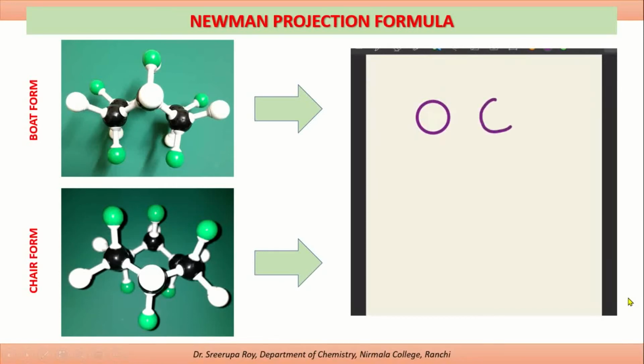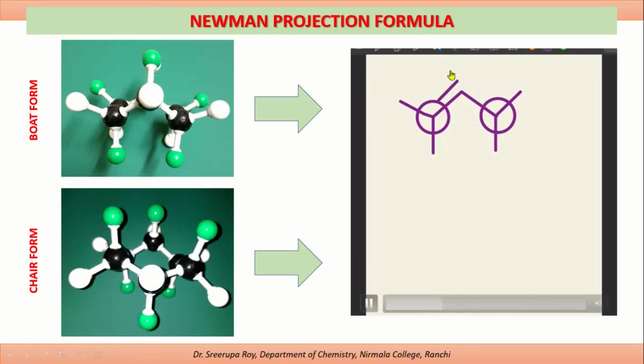Writing the Newman projection for the boat form, you see the two circles are depicting the two eclipsed carbons here. This one in between shows the first carbon atom here. The one just drawn here shows the one which is eclipsed behind this carbon atom. The remaining bonds show the bondage with the hydrogen atoms.